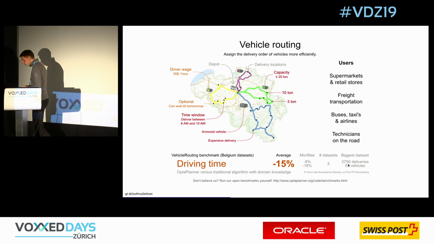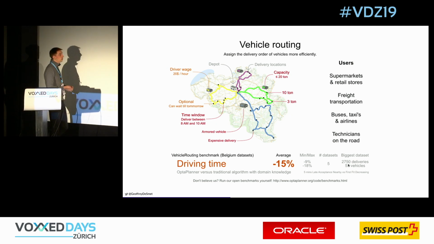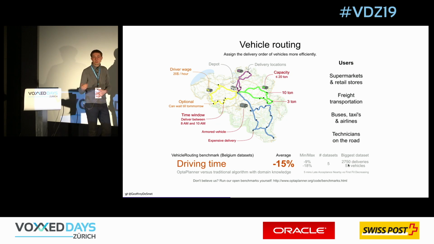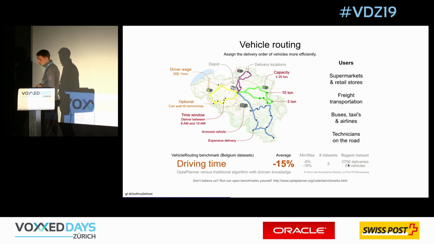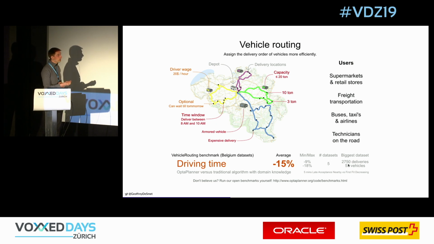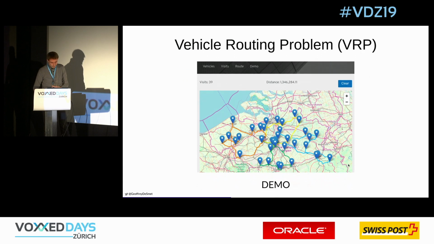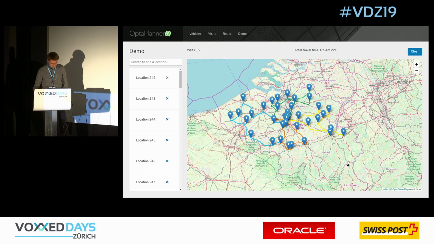We've seen the same thing with customers and community users in production, anywhere between 15% and 30% reduction of driving time. Especially when there are more constraints, you get a higher reduction of driving time. This literally saves companies a lot of money, and this also saves a lot of CO2 emissions, so it's good for the planet too, right? So, quick demo of that, and here we go.